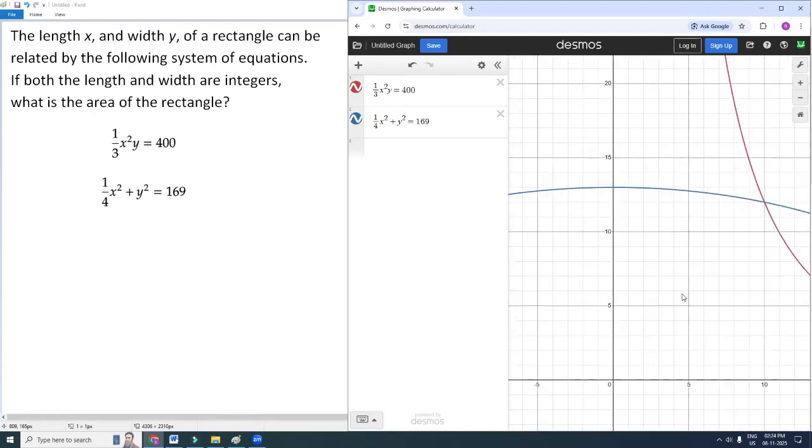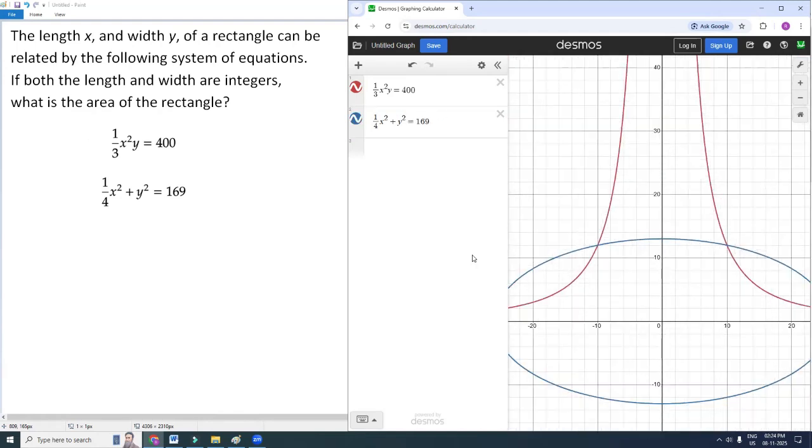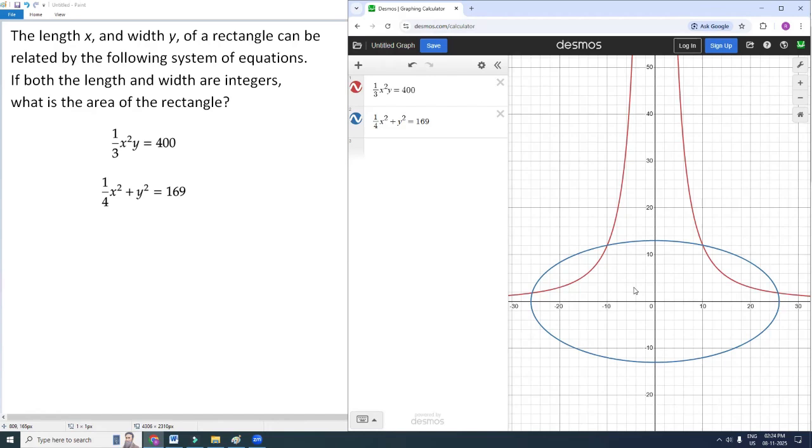Okay, here I got the graphs of the given two equations. Now, to get the values of x and y in the given two equations, we have to consider the points of intersection of the two graphs. Okay, here we have a point of intersection. Here we have a point of intersection. Here we have 4 points of intersections.